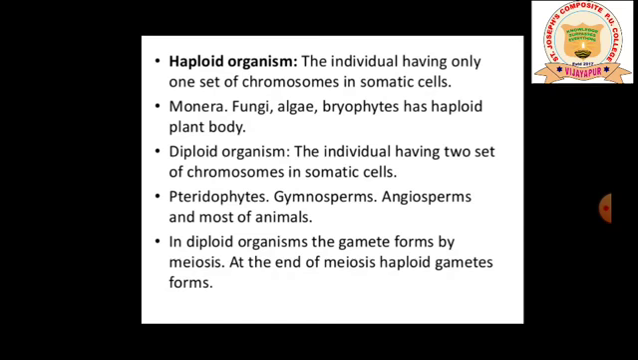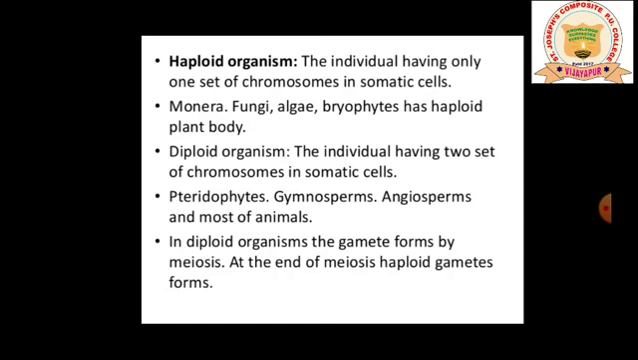If I take the example of a human being, humans possess 46 chromosomes in their cells. In the sense, 23 chromosomes have come from the father and 23 chromosomes have come from the mother. So the child will have 46 chromosomes. Now in the case of haploid, the organisms will have only one set of chromosomes. Such individuals we call haploid organisms. Examples: Monera, fungi, algae, bryophytes.